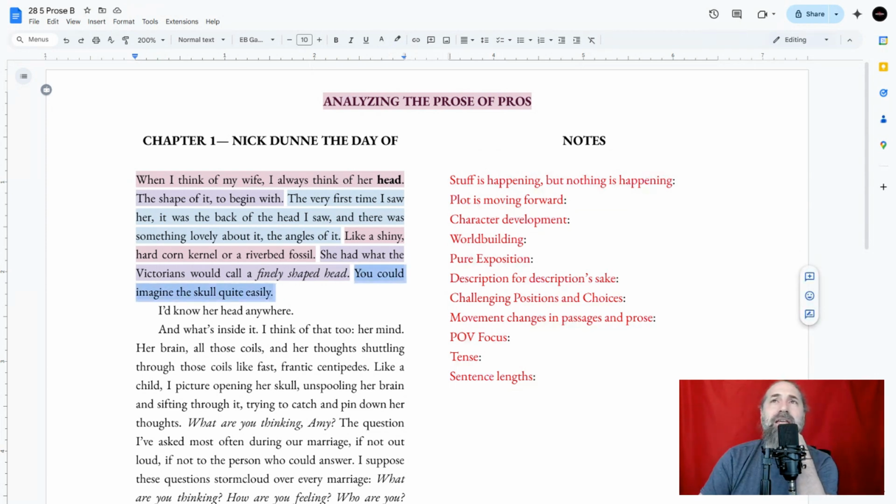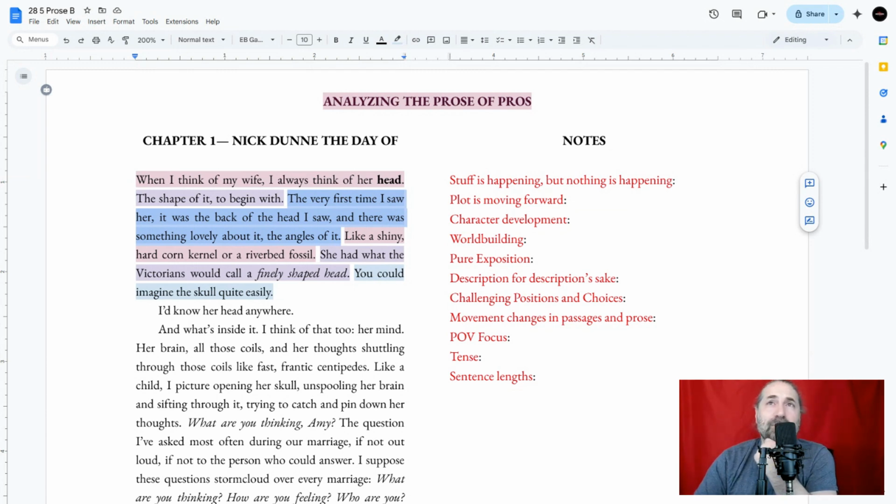So it goes from he's thinking about his wife's head, the shape of it specifically. Then, this is character development, by the way. There's no plot or world building yet. These three sentences are character development. The very first time I saw her, well, actually, this probably could be plot because it's dictating history, but that's not world building though. The very first time I saw her, it was the back of her head I saw, and there was something lovely about it, the angles of it.